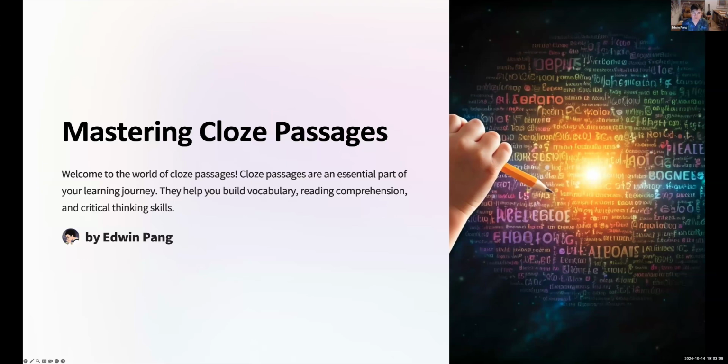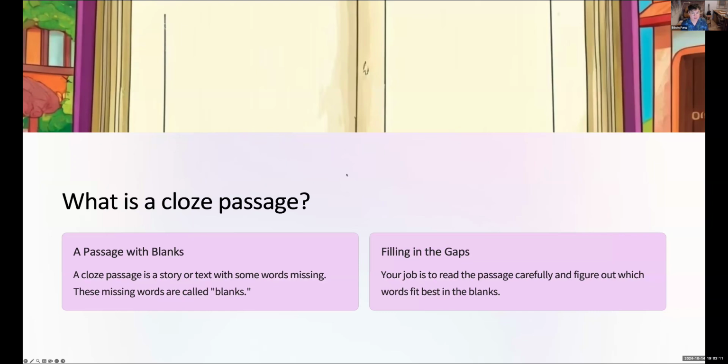Okay. Now, what is a closed passage? I think this is something that we should all know by now, right? It's basically just a chunk of text with words taken out from it. Now, how many words are missing in one blank? Can anyone tell me? How many words are missing in one blank? Alexander, go ahead. One. Very good.